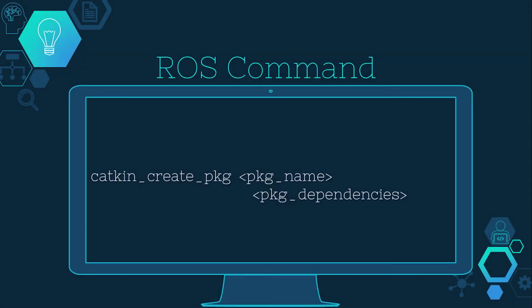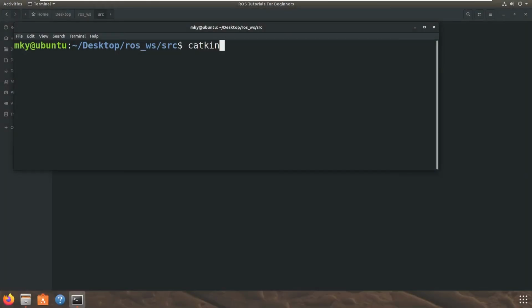The command for creating a package is catkin create pkg. This command takes the first argument as the package name followed by the required dependencies of our package. Here the dependencies means other ROS packages needed for building and running the codes. Here we will go ahead and create a package called myfirst_p.